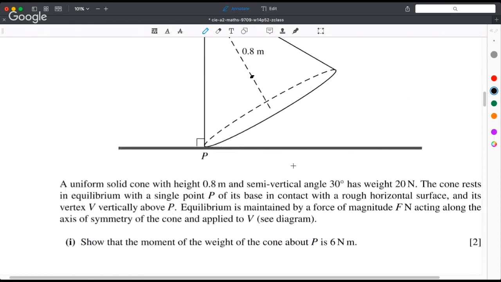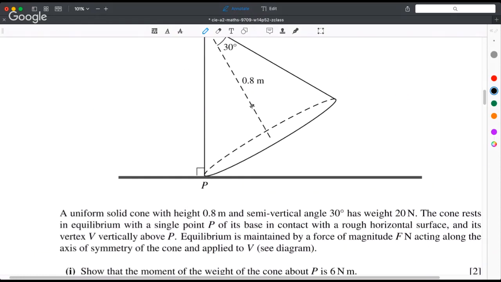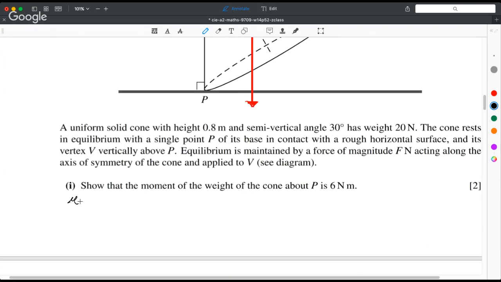So what forces do we have acting? Well, we have the force of gravity acting. Let's do a nice straight line. It's a nice straight line downwards. So that's the force of gravity. And we have the force F. So we know that these moments must balance. So what is the moment? So we'll take moments about P.